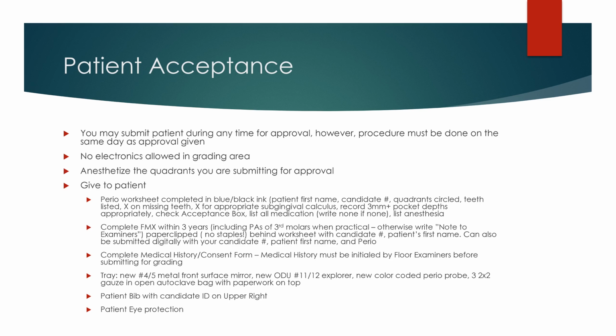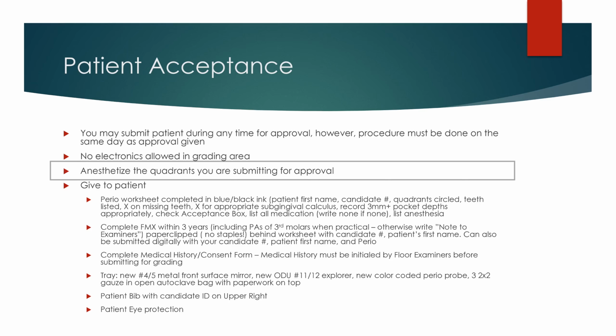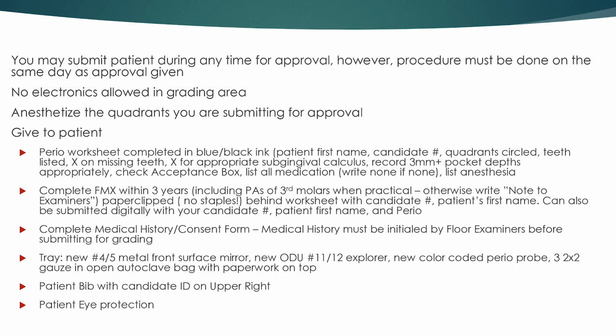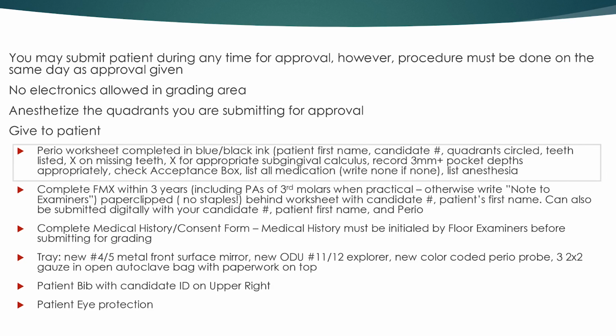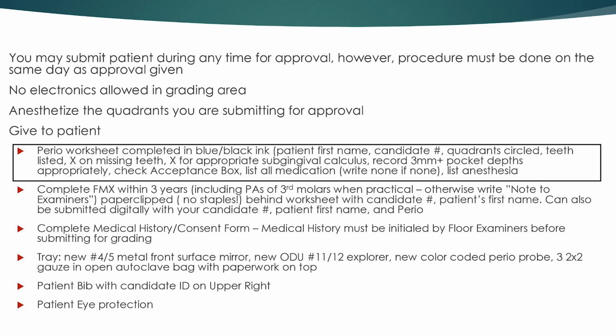Once again, you cannot have any electronics in the grading area, and you are supposed to anesthetize the quadrants that you plan to do before you even submit them for approval. So before you get your approval, your patient should already be numb when they're going in to get checked if they are eligible. You want to give the patient the perio worksheet, which you are to complete, and you can see that in the candidate guide.